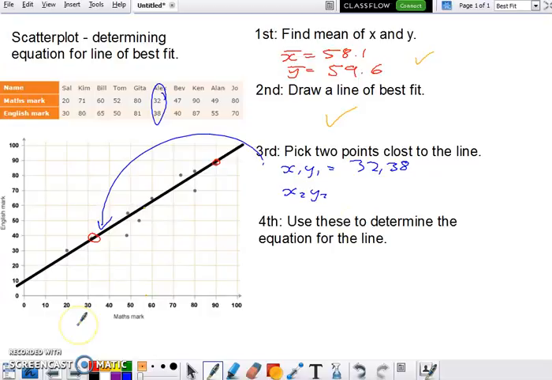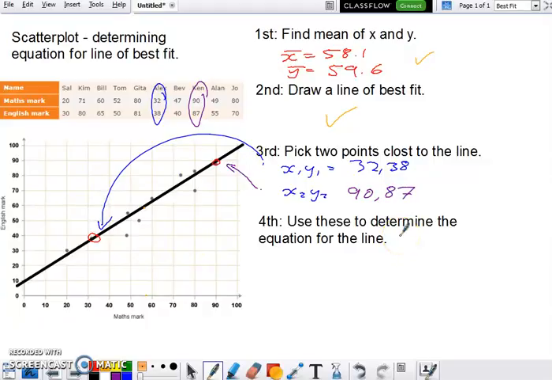And then X2, Y2 is going to be at this point here, which is near 90 and 90, this one here, is that right? Yeah, this one here. So 90, 87.